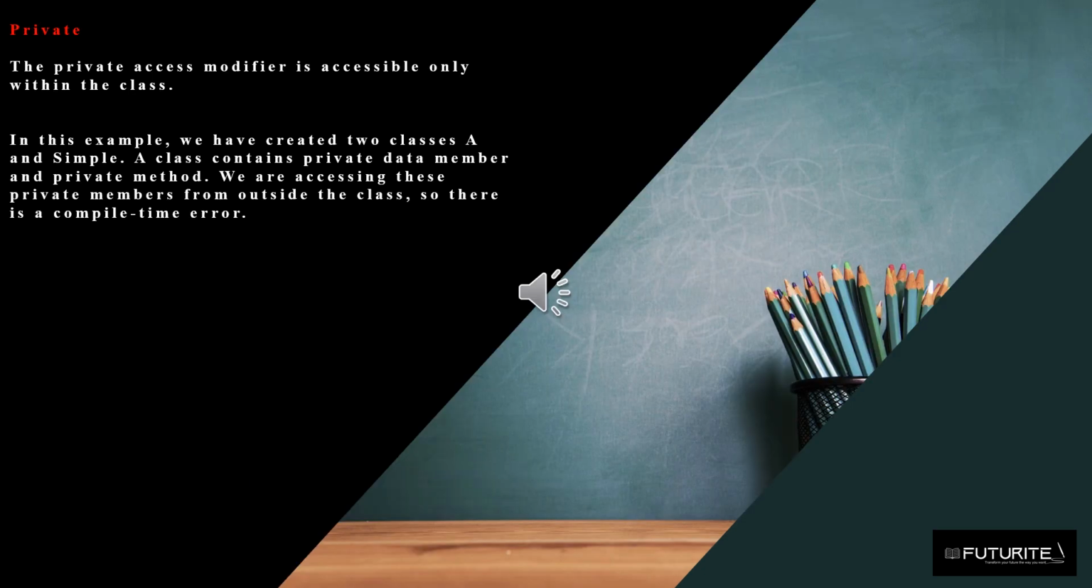Now we will understand each of the access modifiers by example. So let's study with an example and understand what exactly the private access modifier is and how the members of a class or package that have a private access modifier can be accessed.